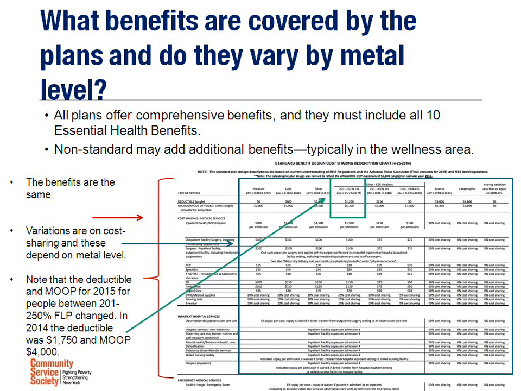The big change is in green, and I need you to really focus on this because I am not sure that everyone got that from the state's presentation. So people who have income between 201 to 250% of the federal poverty level, the deductible last year, meaning 2014 deductible, was $1,750, and the maximum out of pocket, which is the MOOP, was $4,000.